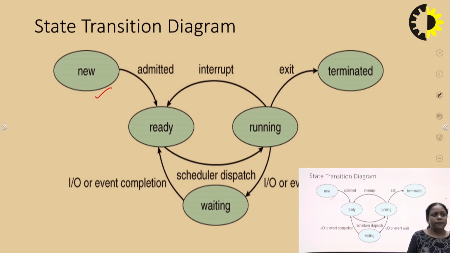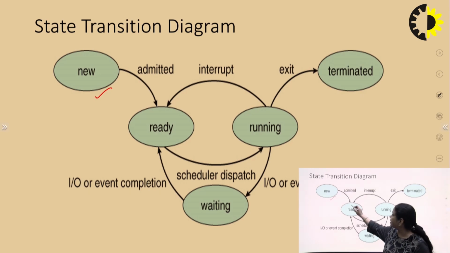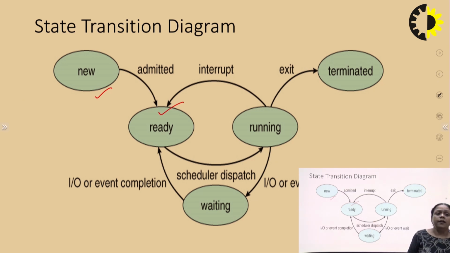New is when the process will be created. Then the state of the process will be new. Then next one is the ready, when we give all the resources to the process, and the process is ready for execution. For the execution, it will be in the ready state. After the ready state, it will go to the running state.